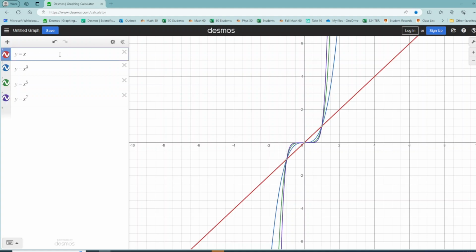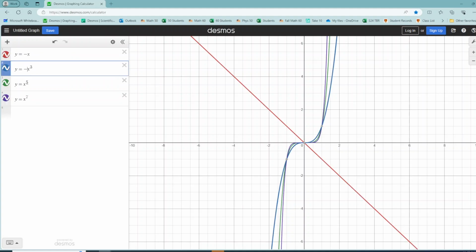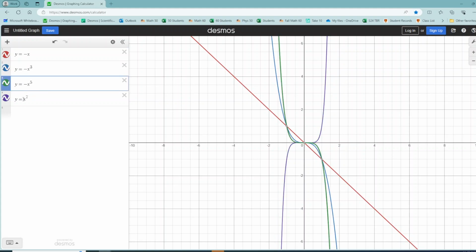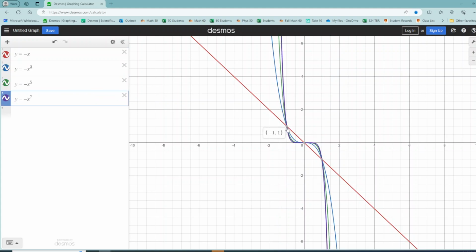Even if I put a negative in front of them, right? It's still origin symmetry, just in the other way. Now you can see you have a point (-1, 1), and you'd have a point (1, -1). So one of the things that we use to describe an odd function is potentially its ability to have symmetry across the origin.